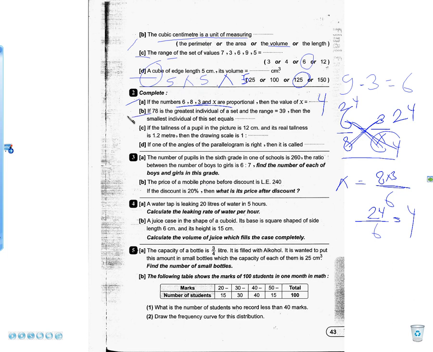If 78 is the greatest one and the range is 39, then the smallest individual is what? If we're asked to get the range, maximum minus minimum. The maximum is what? 78, which is the greatest one, plus minimum. Do you have the minimum one? No, we don't have. We're asked to get it. Plus minimum, or smallest one, over 2. All of this equals 39. Is it easy?